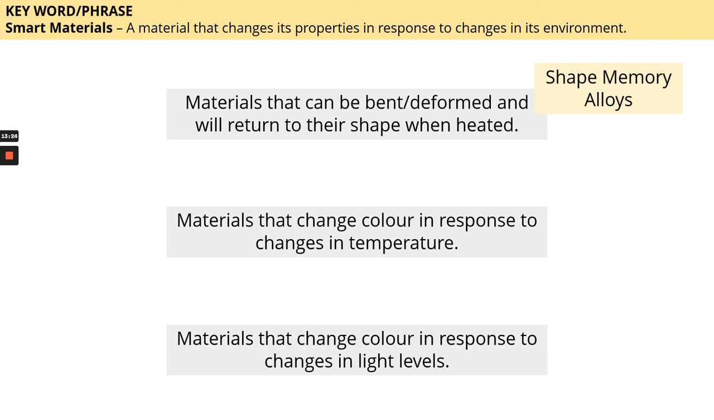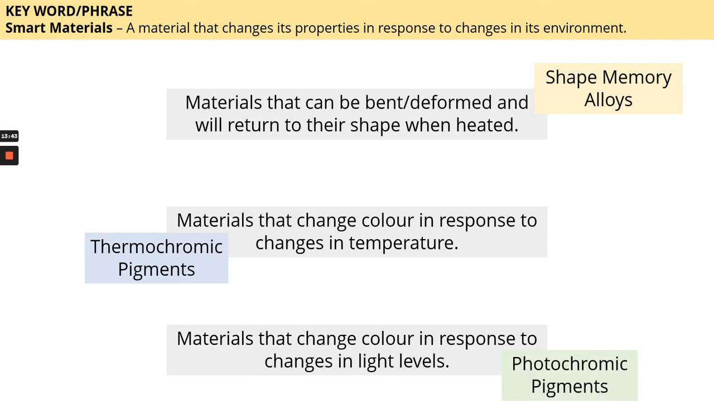Okay, let's go through the answers. So the first one, materials that can be bent or deformed and will return to their shape when heated. If you said shape memory alloys, you are correct. Second one, materials that change colour in response to changes in temperature. If you said thermochromic pigments, you are correct. And finally, materials that change colour in response to changes in light levels. If you said photochromic pigments, you are correct.